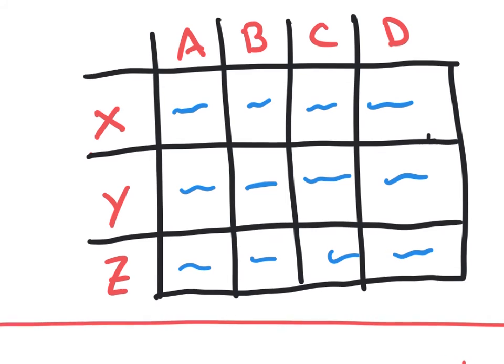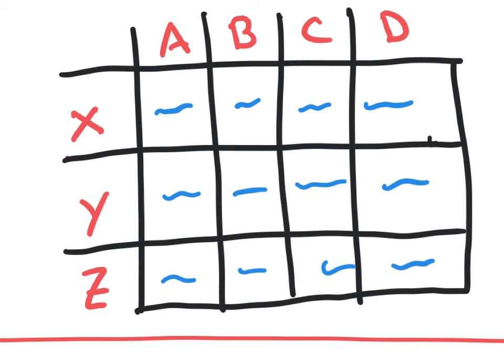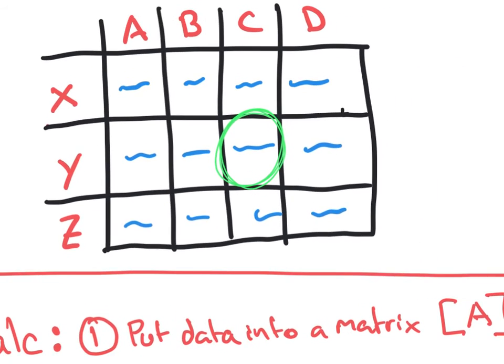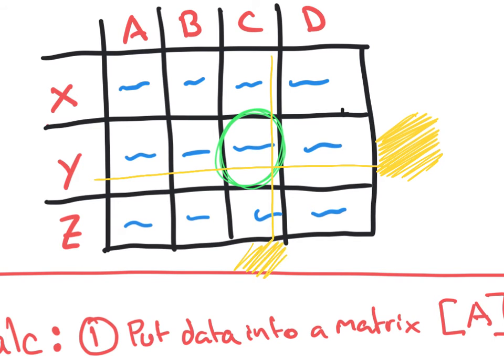Sometimes on the AP they'll even ask you, but let's say we were trying to find the expected count for just that cell right there, the CY cell. So what we do is we look across until we have the row total. We look down until we have the column total. We're going to multiply those two numbers together, and then divide by the grand total, which is usually sitting right here.